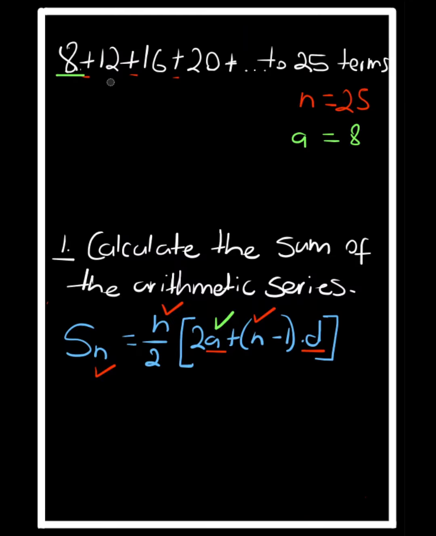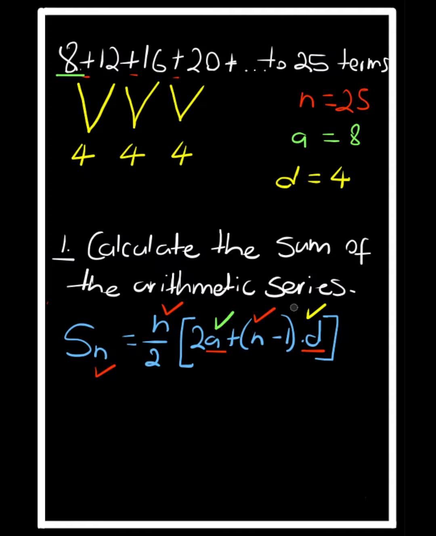It's usually the common difference, so we'll construct our line of differences. 12 minus 8 will give us 4. 16 minus 12 will give us 4. And 20 minus 16 will give us 4, which means our constant difference is 4.